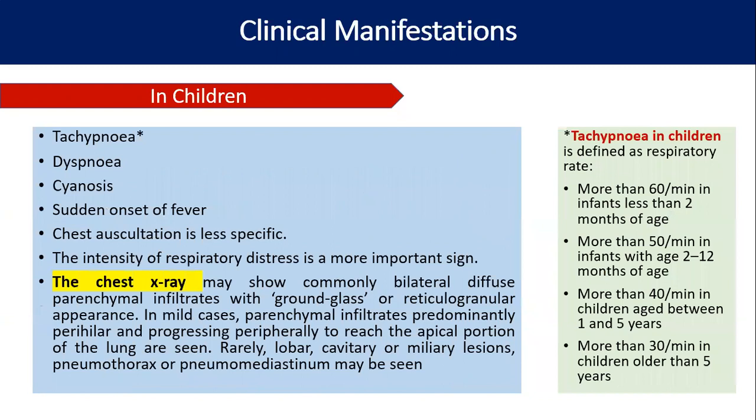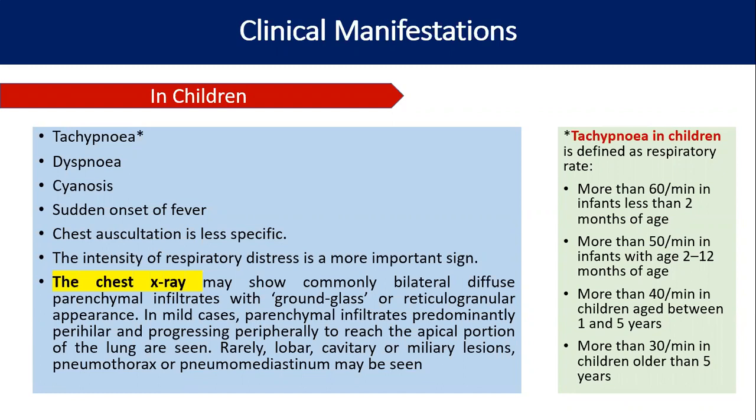Now, in children, major findings are tachypnea, dyspnea, cyanosis, sudden onset of fever. Chest auscultation is less specific. The intensity of respiratory distress is a more important sign. In chest X-ray, it shows ground glass appearance or reticulonodular granular appearance in a centrifugal manner, means it starts at the hilum and gradually spreads to the periphery. And rarely, lobar, cavitary, or miliary lesions can also be seen, and pneumothorax or pneumomediastinum may also be seen.